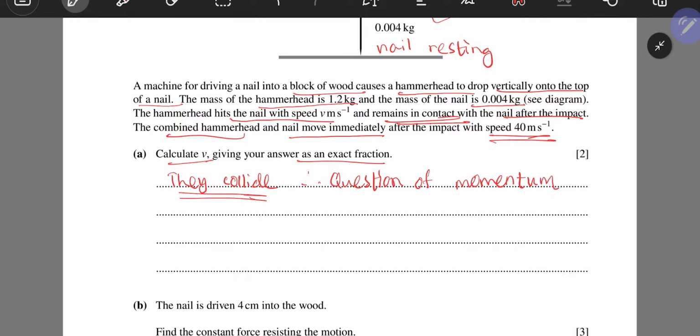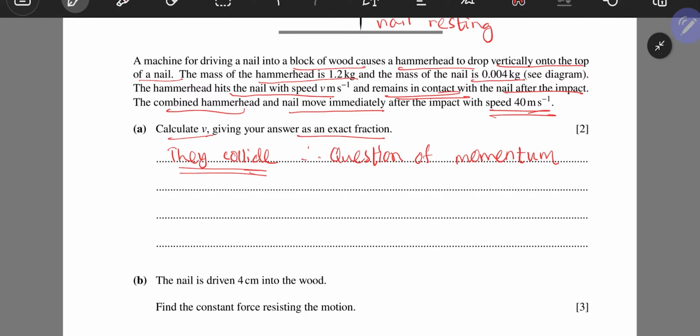In that case, we know the momentum before and after are equal. So before equals after. I'll just write in short. The momentum before will be completely due to the hammerhead. So 1.2 times 40 times v, the speed we're going to find, is equal to the combined mass, so 1.2 plus 0.004, times 40. So the momentum before is equal to the momentum after.